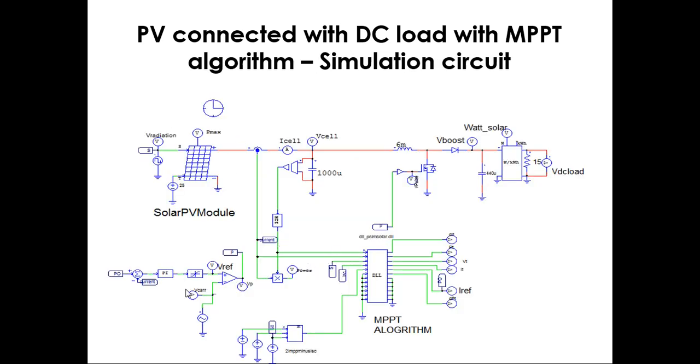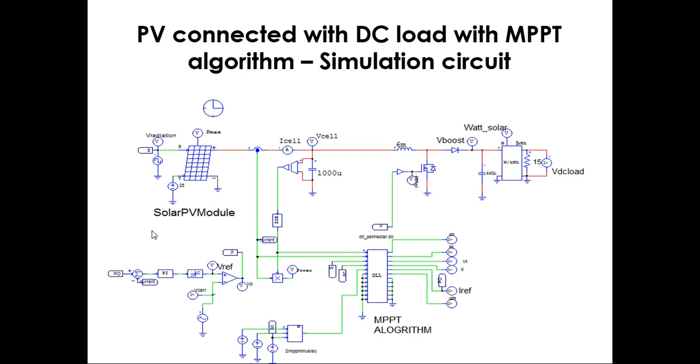So this is the code that has been there in the DLL block. We are having the input. We are comparing this with an observed variable, that is the reference current. Previously it was the reference voltage. So this is now the current perturbation algorithm.